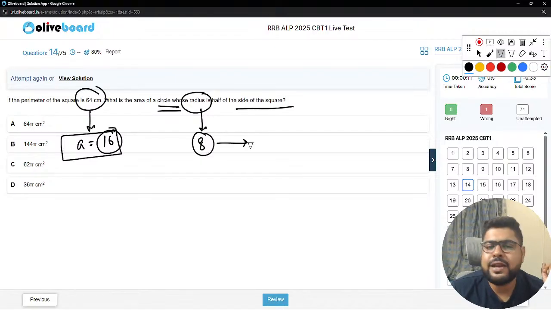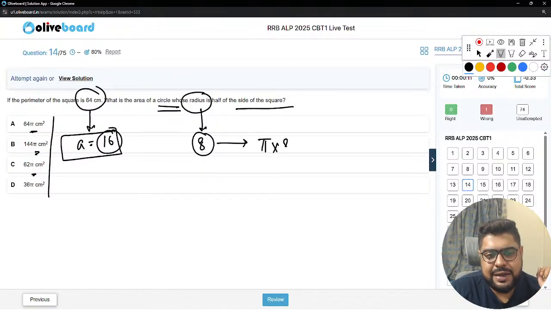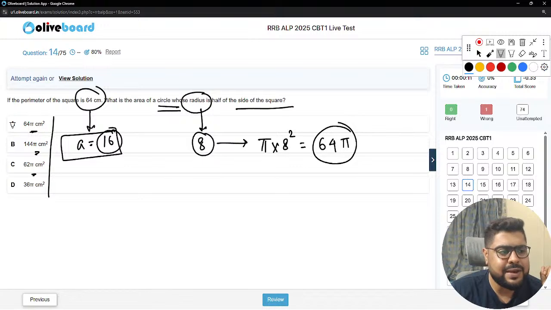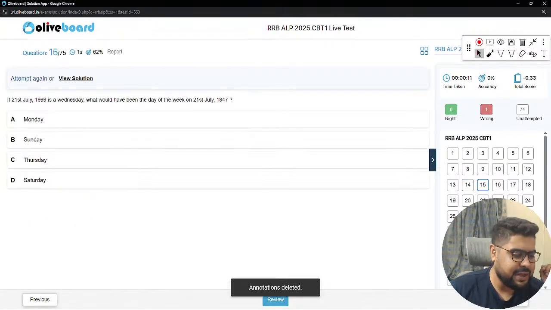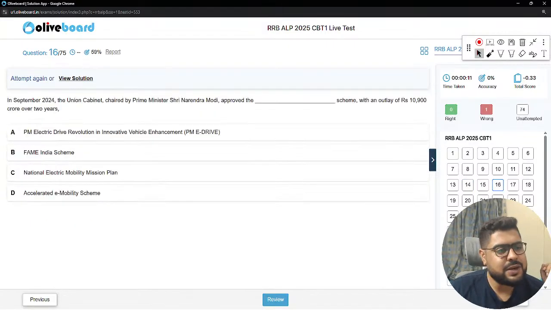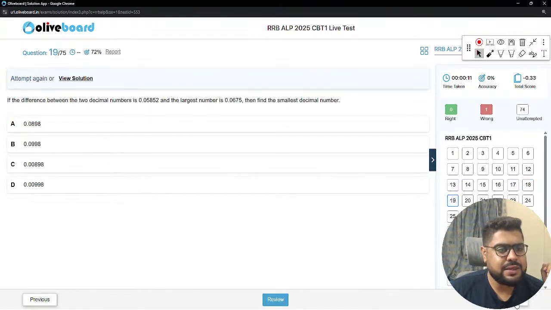Now check the options, pi is there, so I will not put pi. Pi into r square, that is 8 square, that is 64 pi is the answer. Again, very simple question, option A is the answer. Option A is most definitely the correct answer. Yes, Kamal, again you are correct, brother. Next one.